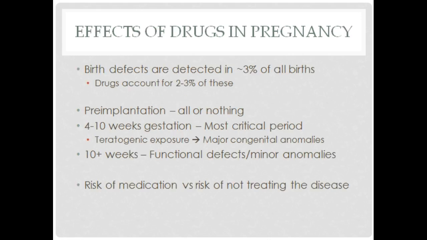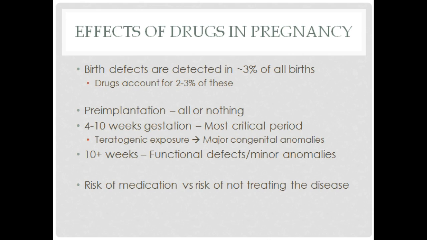So, effects of drugs in pregnancy. Birth defects are detected in about 3% of all births. So when we have this discussion, we need to think about what would be expected as a baseline. Drugs account for about 2 to 3% of these 3%, so it's definitely nowhere near the majority. Certainly family history, past history, and environmental exposure are a lot of different pieces to the puzzle of how birth defects form. But it's important to realize that on the whole, drugs are accounting for very few of these.